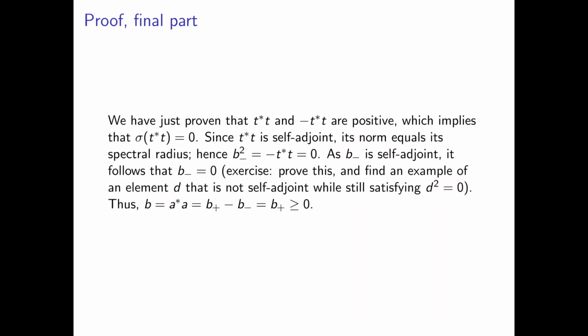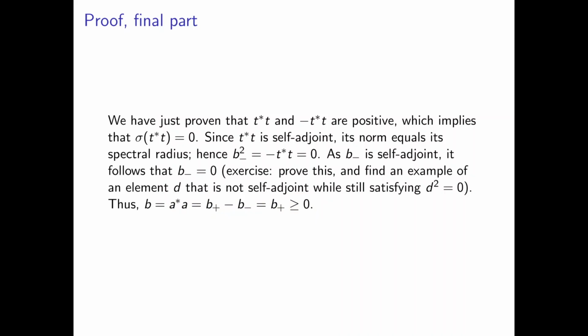And then we see that b, which is equal to a star times a, which is equal to b plus minus b minus, which is then just equal to b plus, is positive by default because b plus is positive.